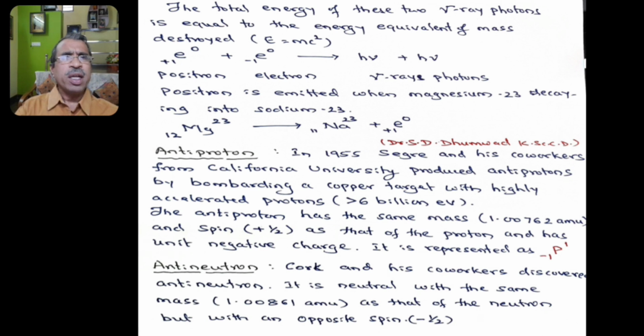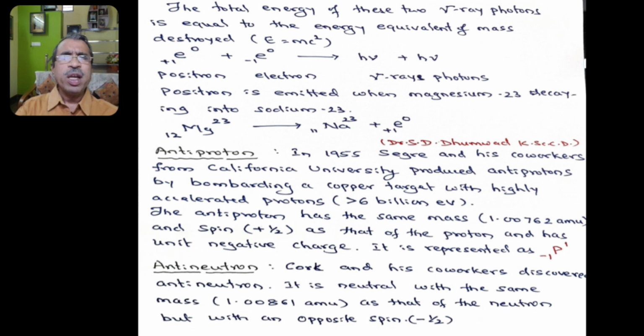A positron is emitted when magnesium 23 decays into sodium 23. The reaction is magnesium 12 23 turns to sodium 11 23 and gives a positron of mass 0, charge plus 1.